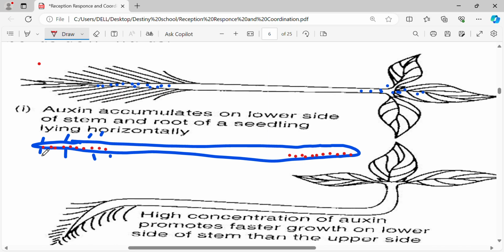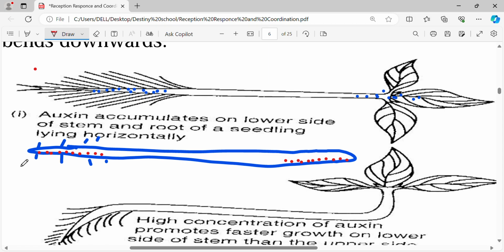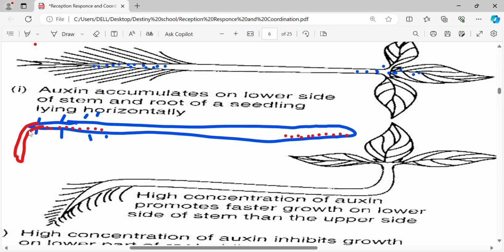So by now, you know how it works. The side that grows slowly will be on the inward side. The side that is growing faster will be on the outer side, so that it can cover a long distance, and you can see how it will work out. It will eventually bend downwards. So that's why the root is able to bend towards the soil. It is bending towards the soil.